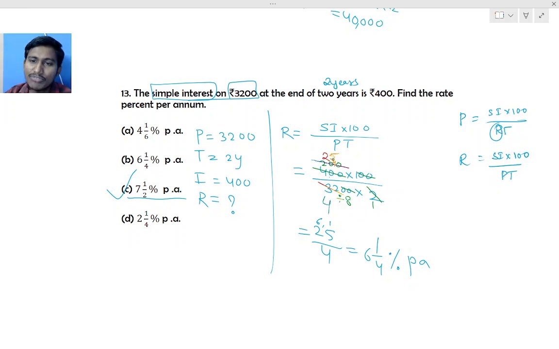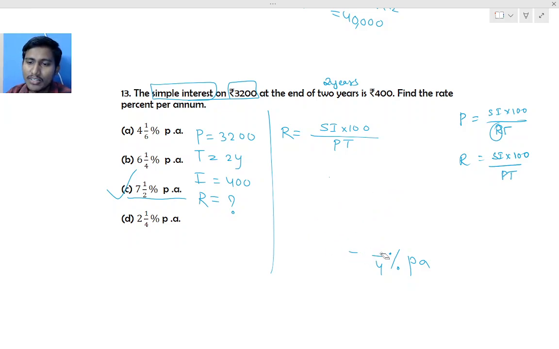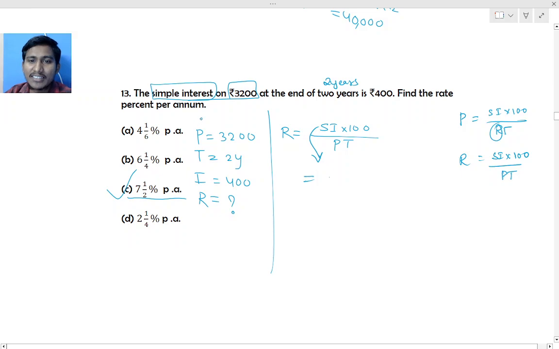So here we just have to write everything down and then solve it. I will solve it and explain. Listen here. Simple interest is how much? They have given it as 400, right? So 400 into 100 divided by PT. PT means how much here? Principal is 3200 into time, 2 years. Okay? So let us solve now.